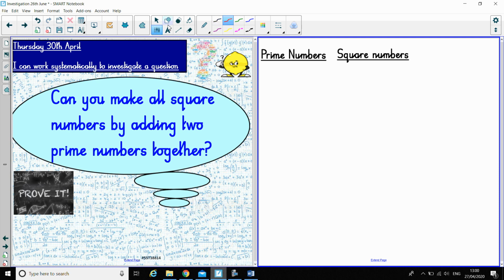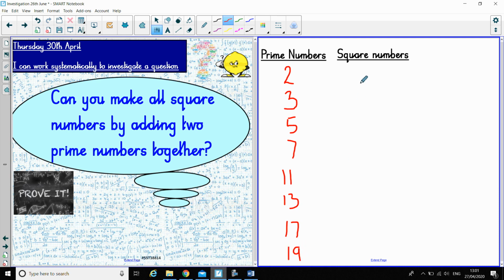Okay, so I'm going to start off by listing the prime numbers. 1 is not a prime number, because a prime number is a number that can only be divided by itself and 1. And 1 can only be divided by 1. So it's not a prime number. So I'm just going to list the first few. So 2, 3, 5, 7, 11, 13, 17, 19.